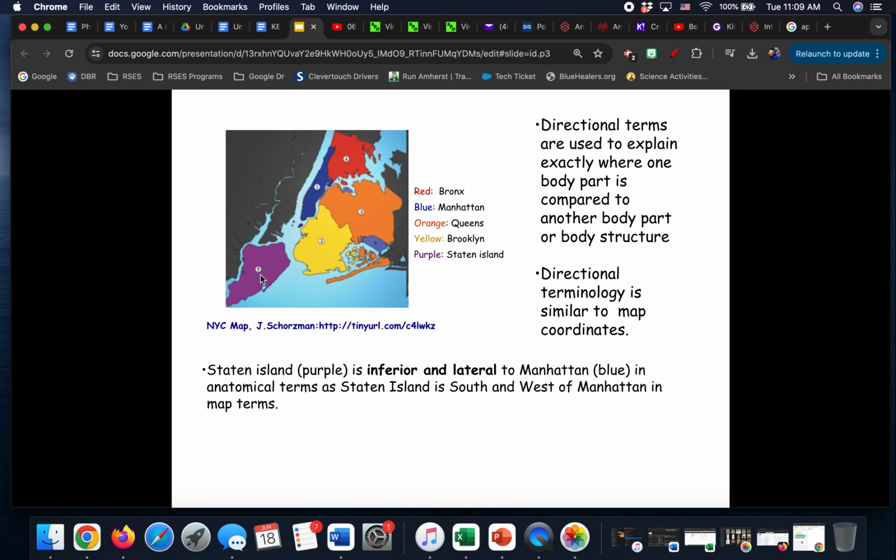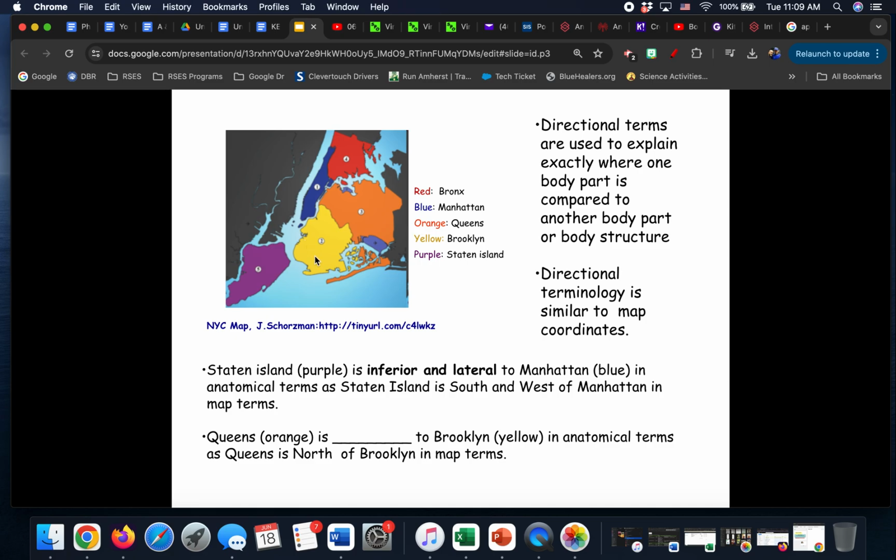And we're going to use terms that we're going to learn soon about the human body. We would say it's inferior to blue, which means lower, or south of, if we're talking directions like on a map. And lateral, which means further away from the middle. We'll learn that too, so don't worry. To practice, Queens here in orange would be blank to the yellow. Hopefully we know it's north or further up, and the fancy word for that we're going to learn soon will be superior.